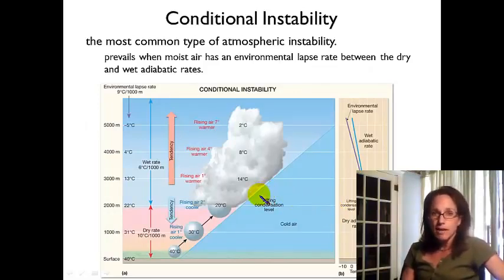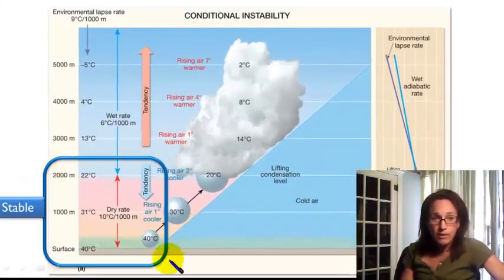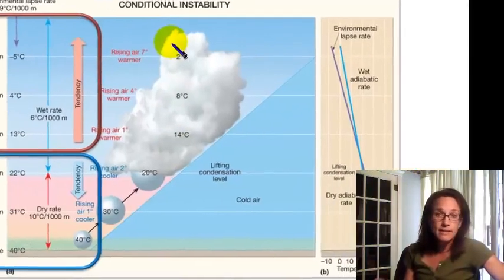Okay, so a little bit trickier one is what we call conditional stability, and this is actually the most common type of atmospheric stability. This happens when the moist air has an environmental lapse rate between the dry and wet adiabatic rate. So what we have going on down here, our air mass is stable, because if it weren't being pushed up, it would fall. Then it gets to a point where it's actually warmer than the surrounding air, and then it is unstable, and doesn't need to be lifted up.